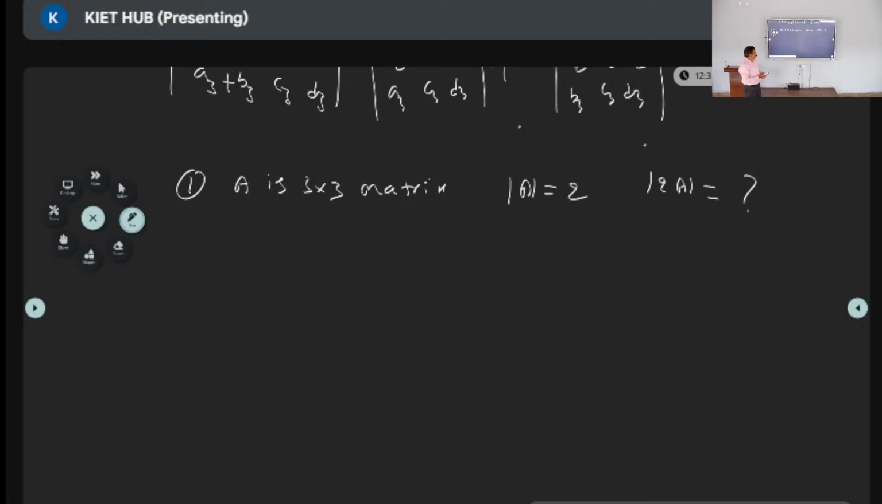What is the property we have to apply here? Determinant of kA is k power n into determinant of A. So 2 cube into determinant of A. 16 is the answer. It's not 4. 16 is the correct answer.